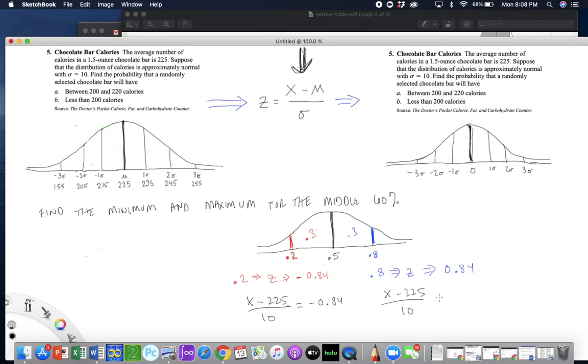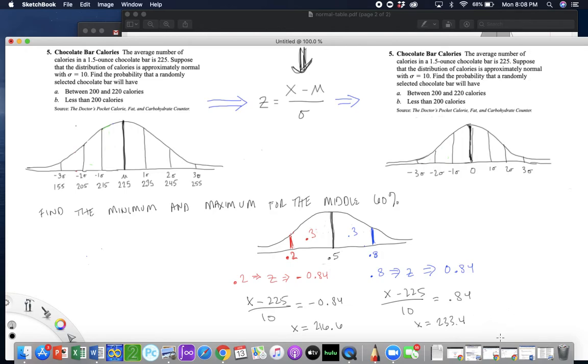So we have (x minus 225) over 10 equals 0.84. To speed things up, I'm just going to do the math, since I've already got the math done. The x value that produces this is 216.6, and on this side, x equals 233.4.